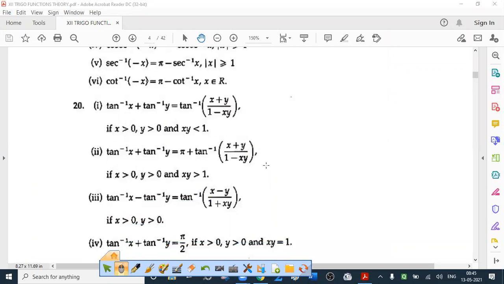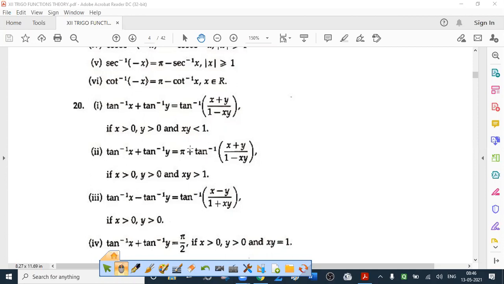Okay. Now, this part is very important. Result number 20. Tan inverse x plus tan inverse y is tan inverse of x plus y upon 1 minus xy. Tan inverse x plus tan inverse y is pi plus tan inverse of x plus y upon 1 minus xy when xy is greater than 1, because when xy is greater than 1, this becomes tan inverse of a negative number, right?